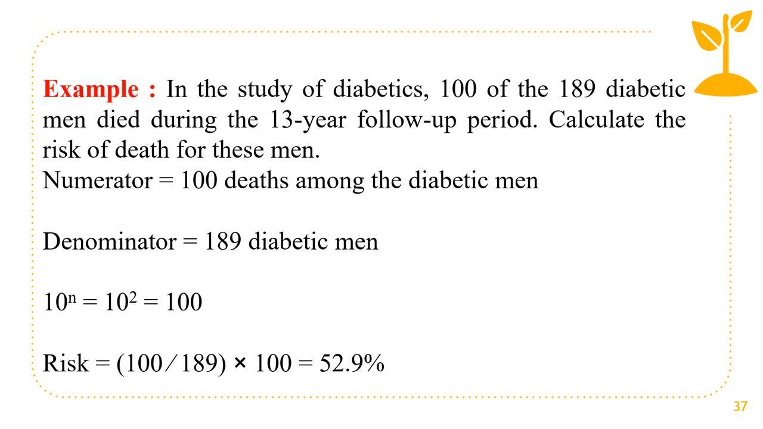In the study of diabetics, 100 of the 189 diabetic men died during 13-year follow-up period. Calculate the risk of death of these men, that is the death rate. In the numerator, it will be 100 deaths among the diabetic men. In the denominator, there will be 189 diabetic men. So the risk is 100 by 189, numerator 100, denominator 189, into the multiplier 100, it's 52.9. So the risk of death or the risk rate is 52.9%.